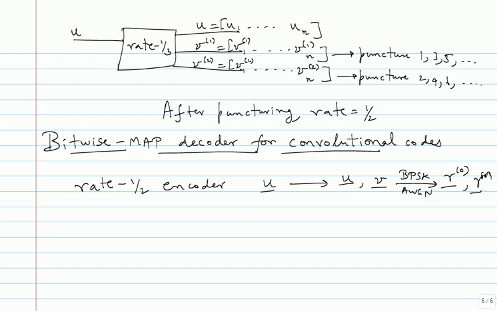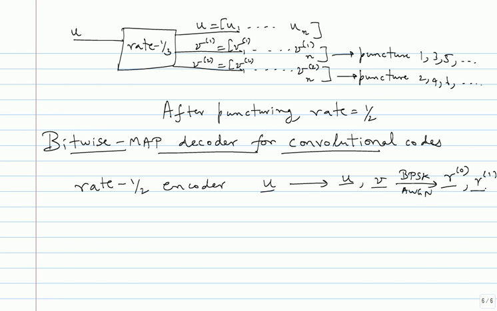Did you see that clearly? Maybe I should write it once again. R0 is the received vector corresponding to the systematic part, and R1 is the received vector corresponding to the parity part. Now, what did we do in the Viterbi decoder? We maximized the likelihood of receiving R over all codewords. We did an argmin of distance, which is the same as an argmax of the probabilities. That's what we did in the Viterbi case.